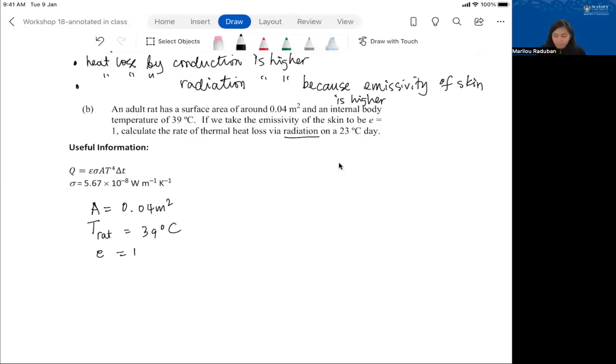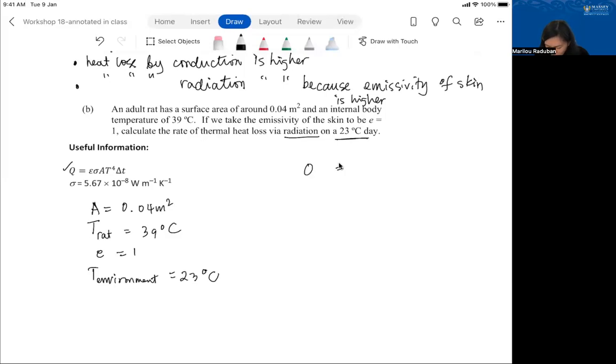So that means you have a rat exposed to its environment. The environment has a temperature of 23 degrees Celsius. So a difference in temperature between the rat and the environment will allow heat transfer by radiation. You'll see there's some useful information that was provided. The sigma constant is given and also the equation for heat lost by radiation. But take note that this equation is just the radiation loss by the rat itself without considering the environment. If you want to consider the environment, which in this case you should, because the rat is in an environment with a different temperature, then you should consider the effect of the environment on the heat loss as well.